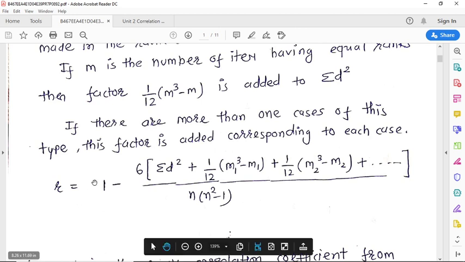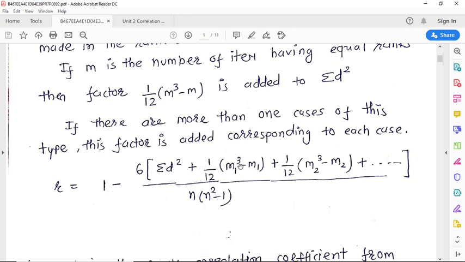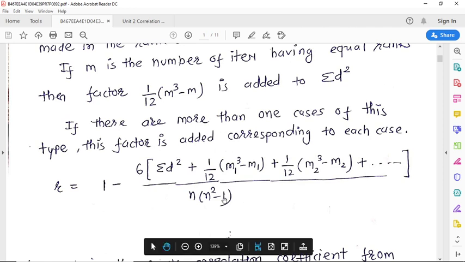So the formula will be R is equal to 1 minus 6 times sigma d square plus 1 by 12 into m1 cube minus m1, plus 1 by 12 into m2 cube minus m2, and so on. The denominator is n into n square minus 1, where n indicates the total number of data.